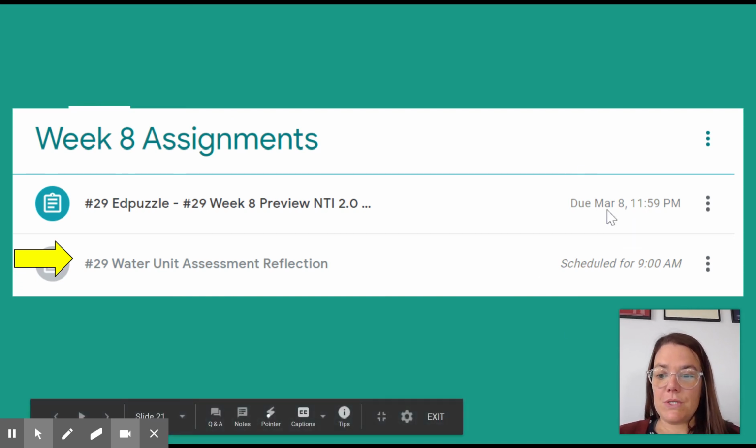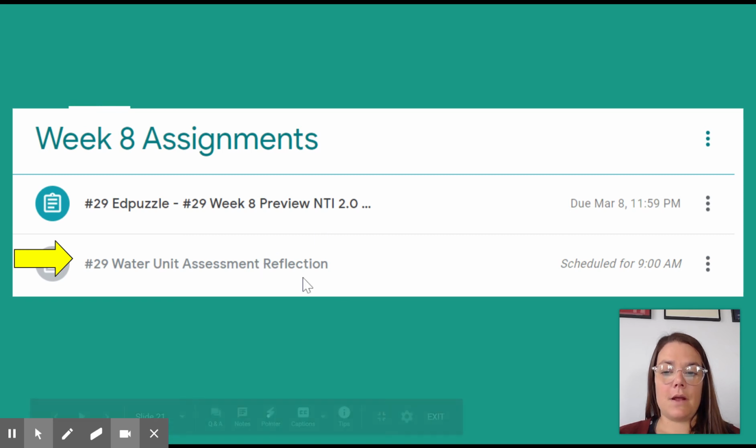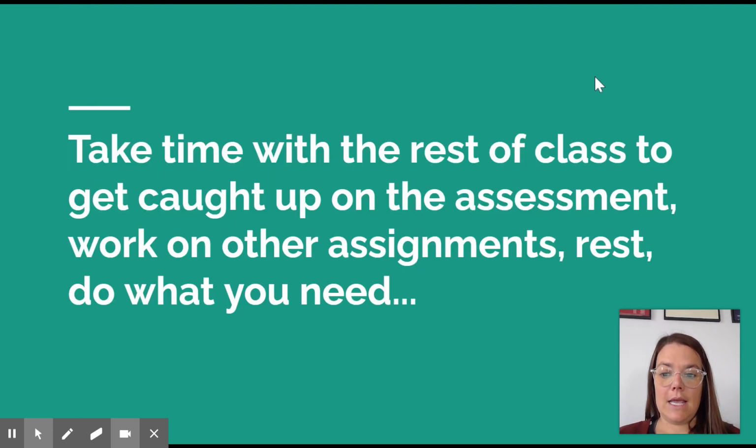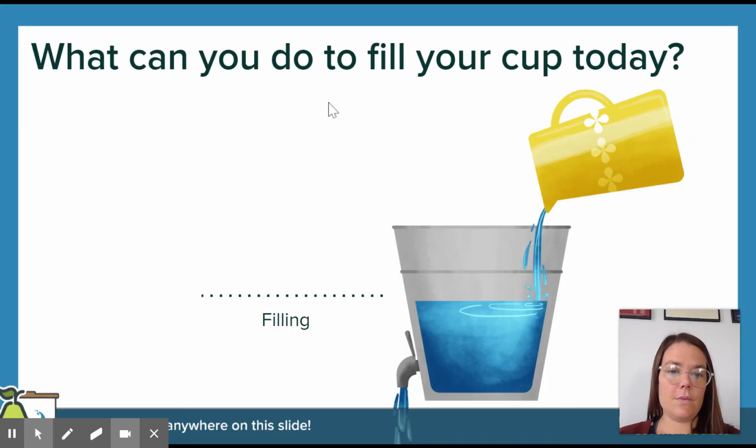So I told you this was going to be short and sweet. I want you to spend a little bit further time, more in-depth reflection on how the assessment went for you. That is the only assignment that you have for today. It's actually number 30. Obviously, I didn't pay attention to the numbering, but I fixed it. So make sure that you're working on that. And take this extra time to get caught up on the assessment, to work on other assignments, to do rest, to do whatever you need, and make sure that you're filling your tank. So, what is something that you can do to fill your tank or your cup today? What can you do? Awesome.